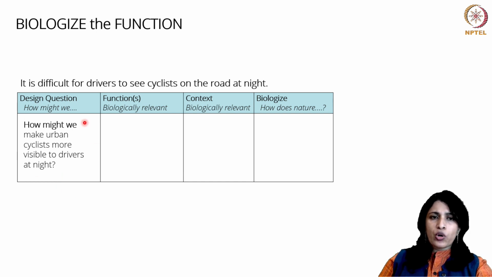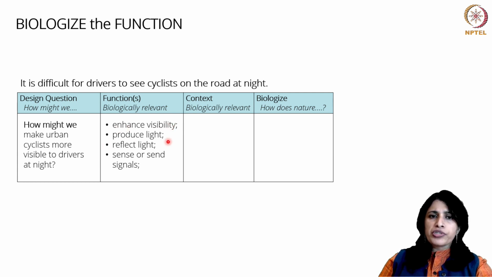This is our defined question. So the function that we have extracted from it, making more visible, is, of course, the biologically relevant function. Remember, you can't just say how does nature make more visible, right? So what is a biologically relevant question that we can extract from it using the taxonomy? We could extract enhancing visibility, producing light, reflecting light, sensing signals, sending signals. So all these are biological functions related to what we have mentioned in the defined question.